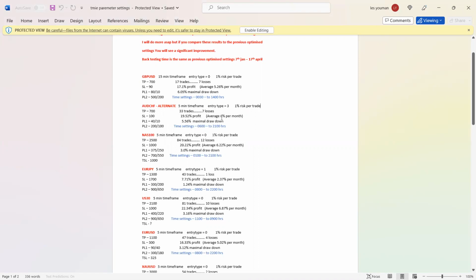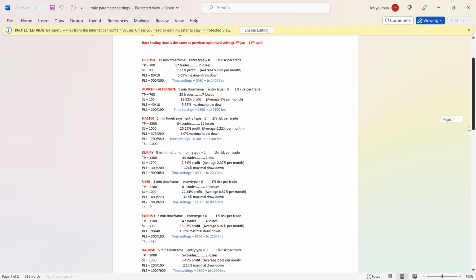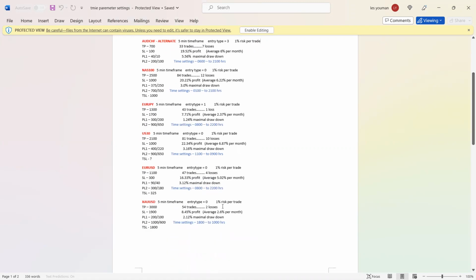AUD CHF, it averaged 6% per month. NAS 100, 6%. Euro Yen, it averaged 2.3% per month. US 30, 6.8% per month. Euro US, 5% per month. And gold, one more to go. Gold was 2.6% per month.